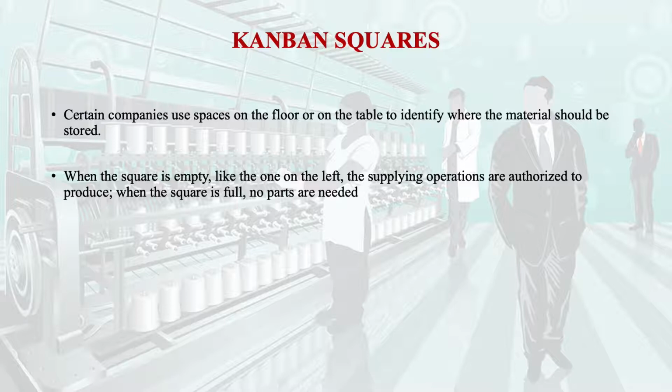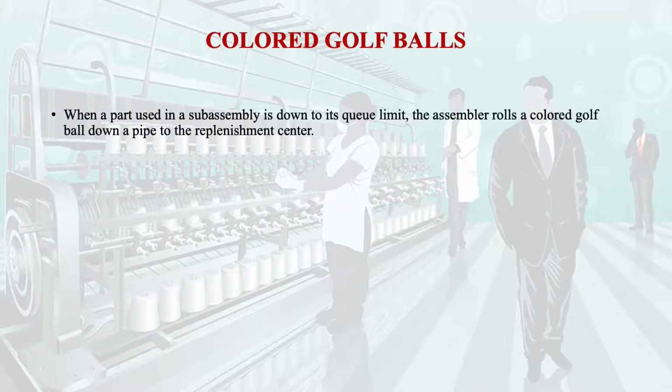Sometimes we have a colored golf ball. When a part used in the sub-assembly is down to its Q limit, the assembler rolls a colored golf ball down a pipe to the replenish center. This tells the operator which part to make next.